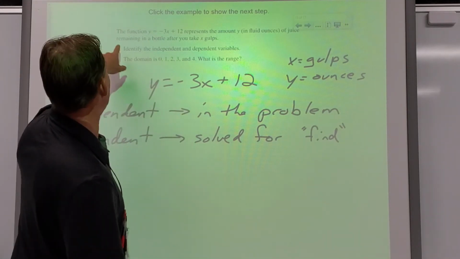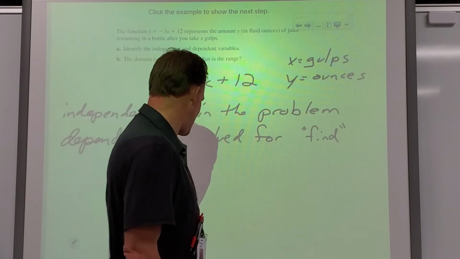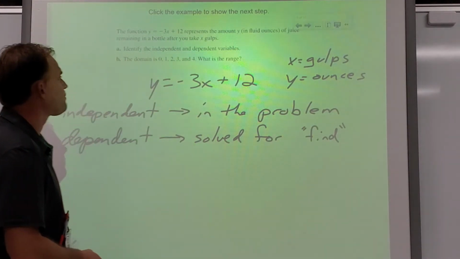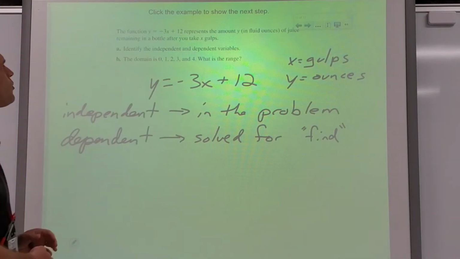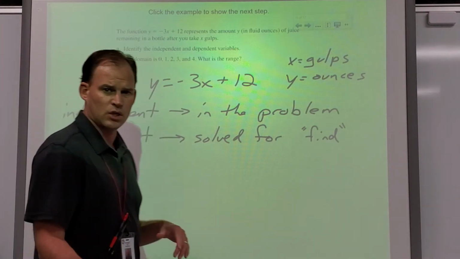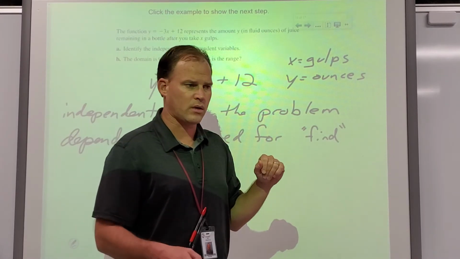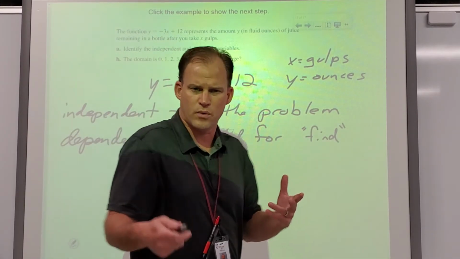Like it says, the function represents the number of fluid ounces. That might be a bad hint right now. It'll make more sense later. But in fluid ounces of juice remaining in the bottle after you take x gulps. So I got a water, 1, 2, whatever, okay? How much is left in the bottle? That's what I want to find.